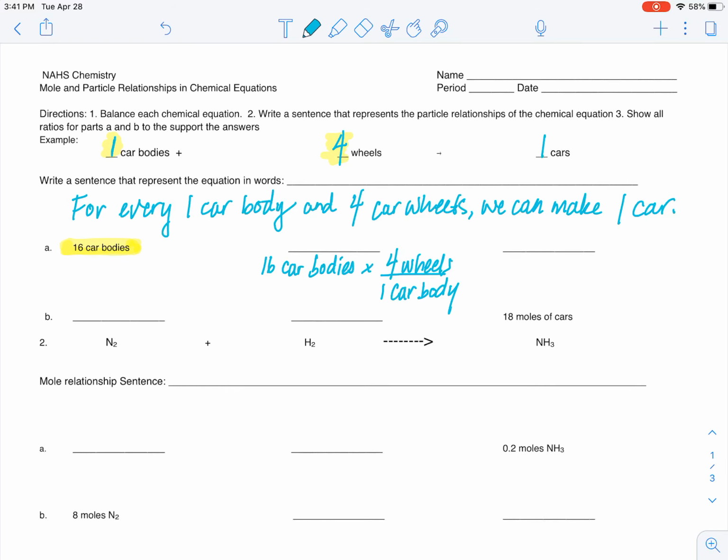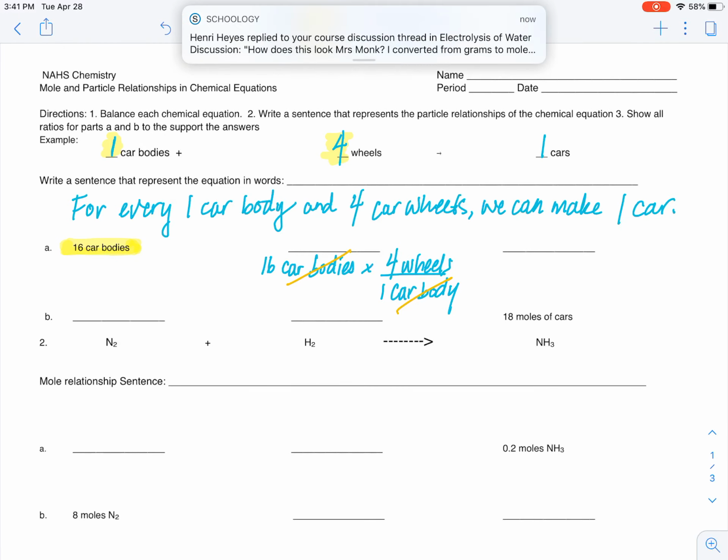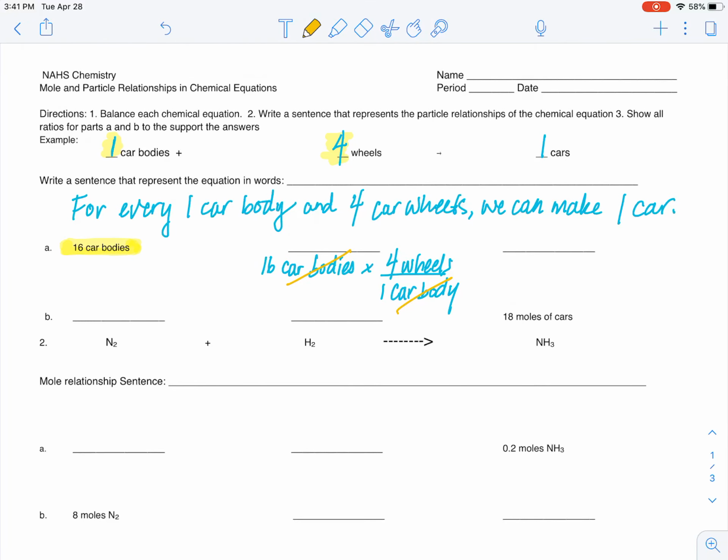So what I'm going to do is then multiply 16 car bodies times 4 wheels and then divide that by 1 car body. And what you'll see is that the car bodies cancel and you are left with 64 wheels, right? So you would need 64 wheels for 16 car bodies to yield a certain number of cars.